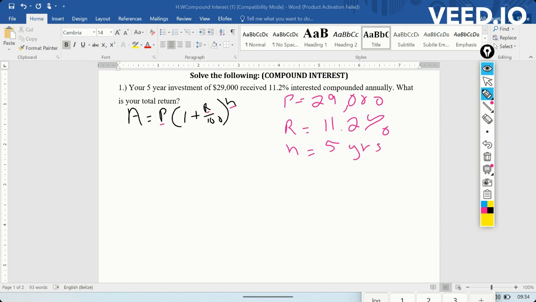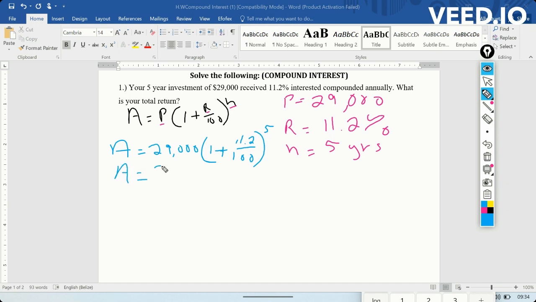All right. So if we move on to substituting the numbers into the problem, we have that the amount equals principal 29,000, open bracket, 1 plus the rate 11.2 over 100, raised to the n, which in this case is 5. All right.